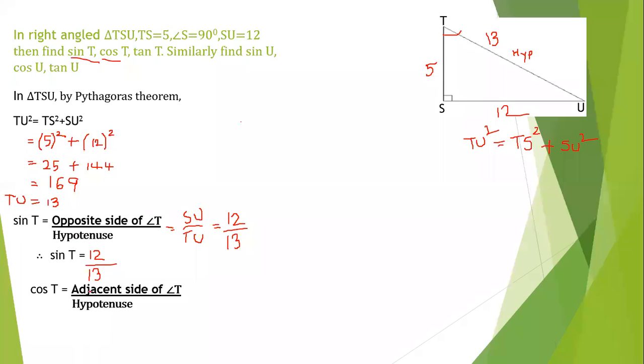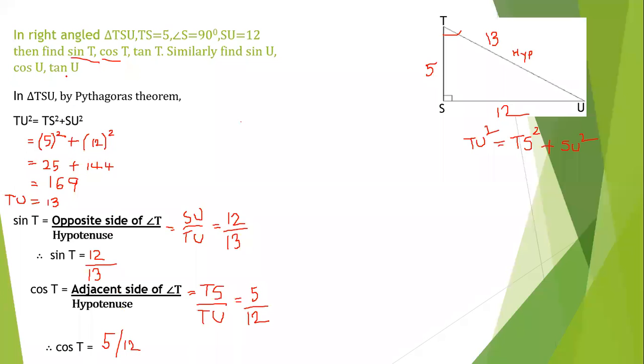Now let us find cos t. So cos t is equal to adjacent side of angle t upon hypotenuse. Now which side is adjacent to angle t? Side TS. So here we will write TS upon hypotenuse is TU. Now what is the value of side TS? The length of side TS, it is 5. So here I am writing 5 upon 13. Therefore we got cos t is equal to 5 upon 13.